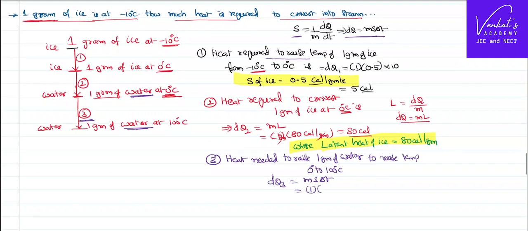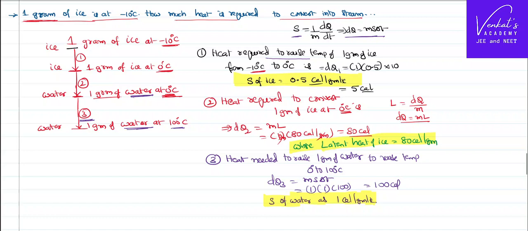Mass of the water is 1 because all that ice is converted into water. Specific heat of water is 1 calorie per gram per Kelvin. Earlier I wrote the specific heat of ice, but here we need the specific heat of water, 1 calorie per gram per Kelvin. Be careful. Specific heat of ice is 0.5 calorie per gram per Kelvin, whereas specific heat of water is 1 calorie per gram per Kelvin. You need to remember these things. If you simplify this, how much will it be? 100 calories. So now it has reached 100 degrees centigrade.